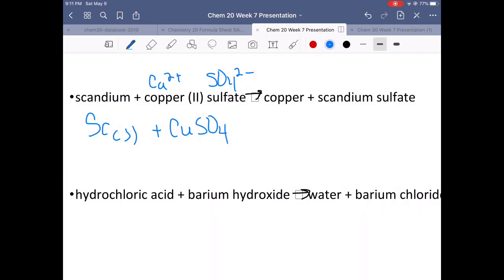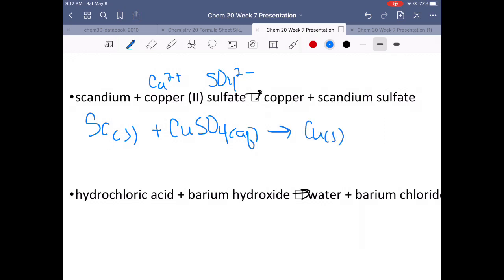Now this is something I'll specify in your assignments, but this would be aqueous because a reaction like this with a metal and an ionic compound won't happen unless it's in aqueous form, okay? Keep going. Copper, of course, is a metal, so copper is solid.